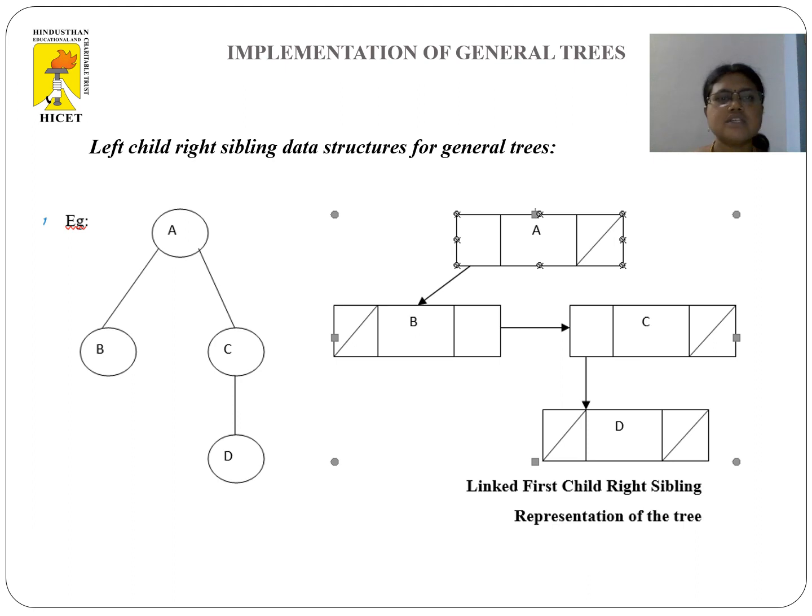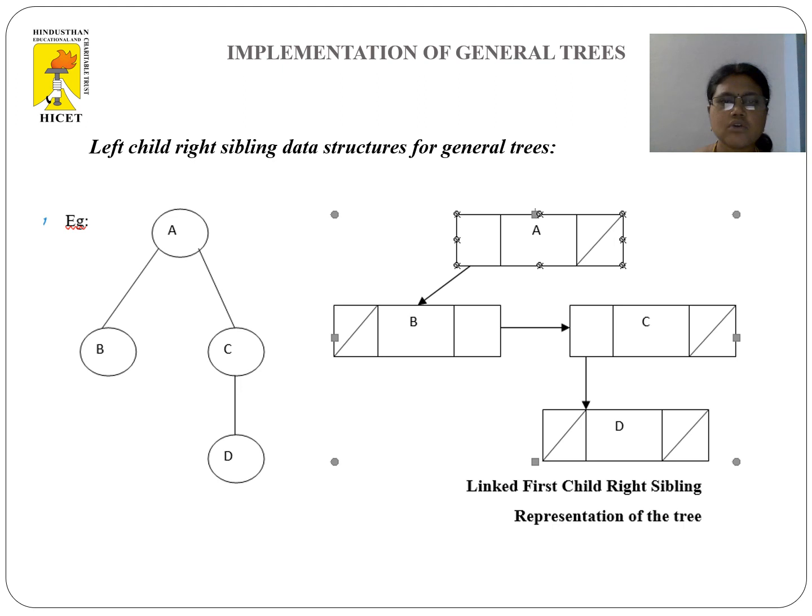Next, we are going to see the implementation of a general tree. As we know, in a general tree every parent node can have any number of children. We don't have any restriction. So the way to represent a general tree is: on the left hand side we have the first child, and on the right hand side we have the siblings. This is the common representation for a general tree, termed the left child right sibling data structure. So in this example, the parent node A has been represented.